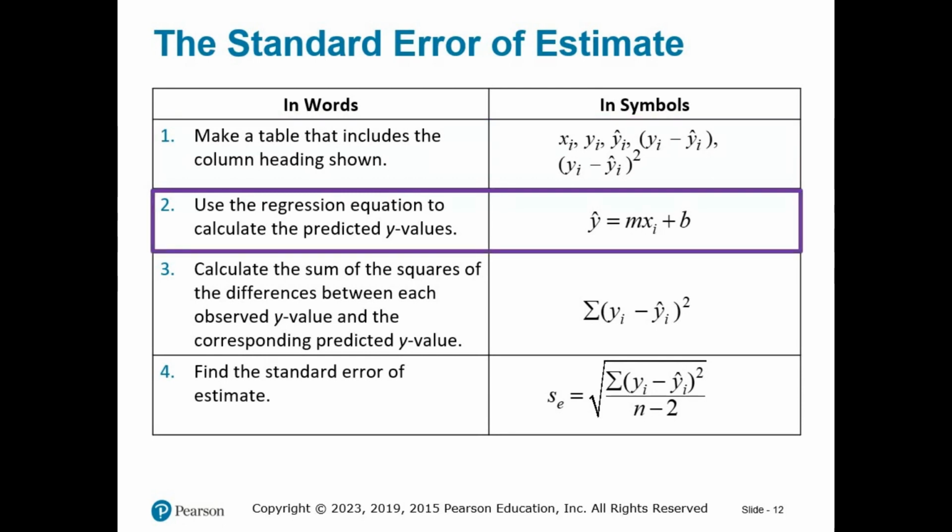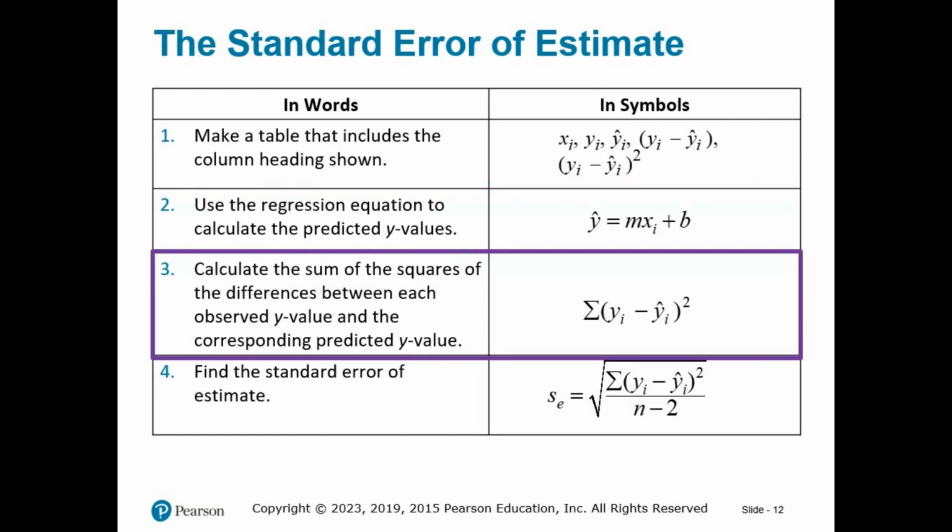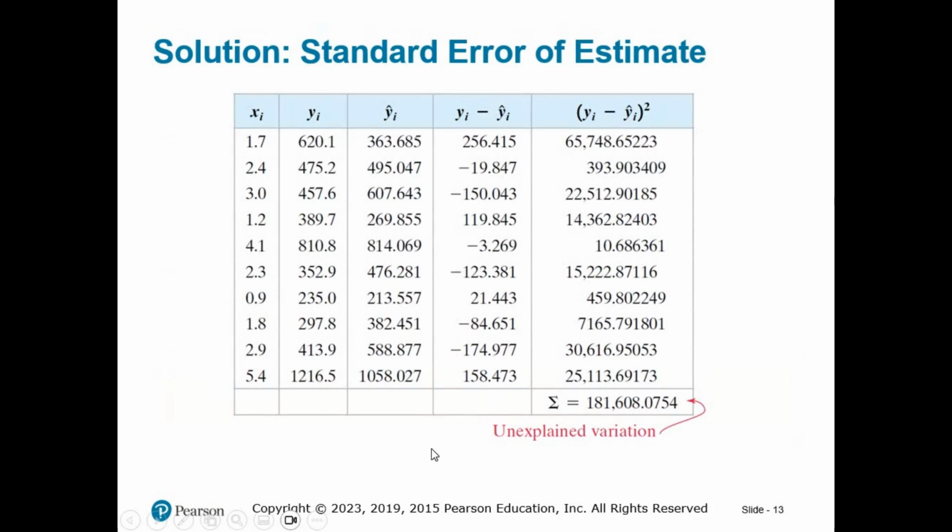Then use the regression equation to calculate the predicted y values, or the y hat values. Then calculate the sum of the squares of the differences between each observed y value and corresponding predicted y value. This actually is assuming you've filled in all of your columns, because if you look above, you have columns for finding the differences and the differences squared. So this step is just finding the sum of that last column. Then finding the standard error of estimate, which means plugging in your n value and the last sum into the square root and calculating. Here's what that table would look like.